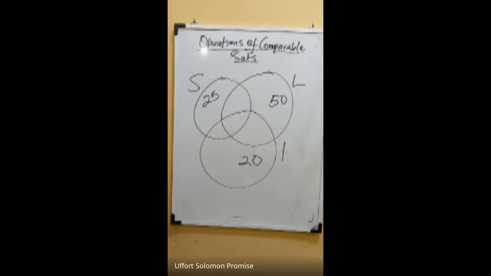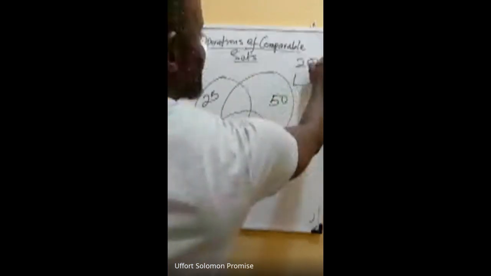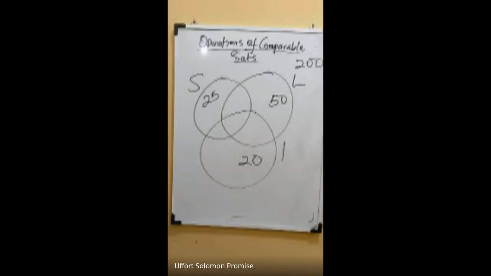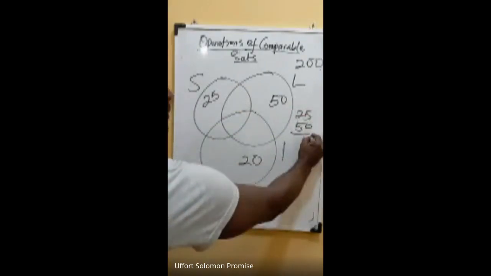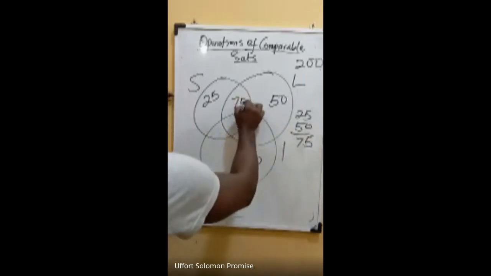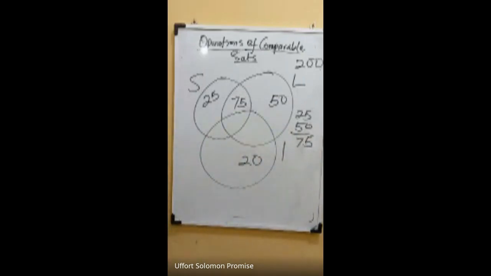So if the total number of trucks he has is 200, and they now ask you how many trucks were sent to Sokoto and Lokoja, what that means is actually the intersection. So what are you going to do? It is to get the total number of trucks, 25 plus 50. 25 plus 50 is 75. So 75 trucks. That is the intersection.